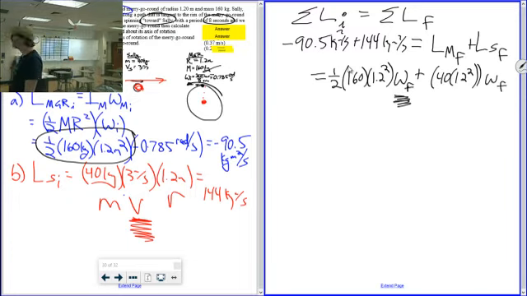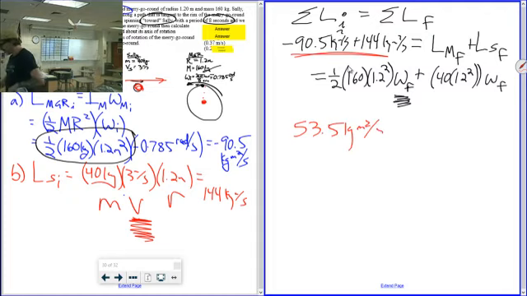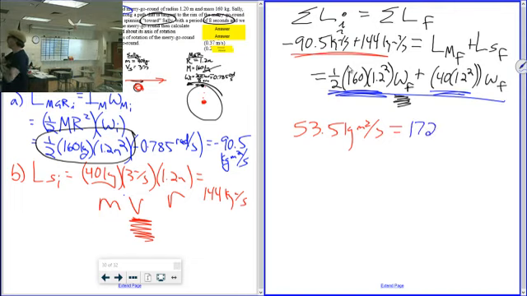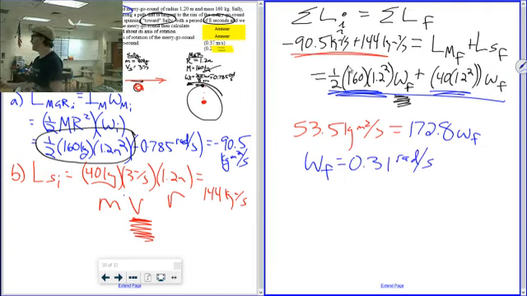All right, so this mess, when you solve it, gives 53.5 kilogram meters squared per second. And that equals this mess, when we combine our like terms here and here, you end up getting 172.8 times omega f. And so when you solve, her final angular velocity is 0.31 radians per second. But the problem actually wants her speed.